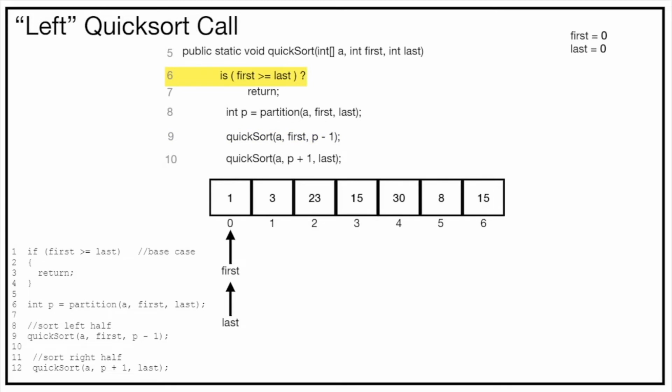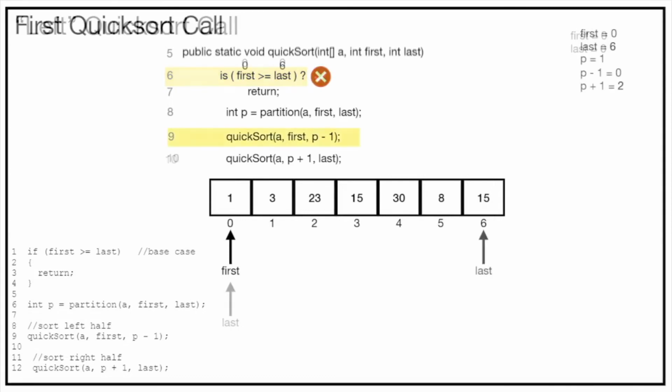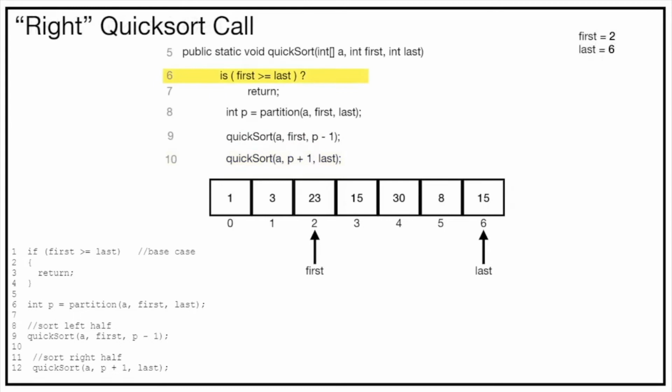Here, we can actually see our base case in action. Since first is greater than or equal to last, we simply return. Next, we call quicksort on the right half of our array. We pass our array, p plus 1, which is 2, and last, which is 6. Now we sort our right half.